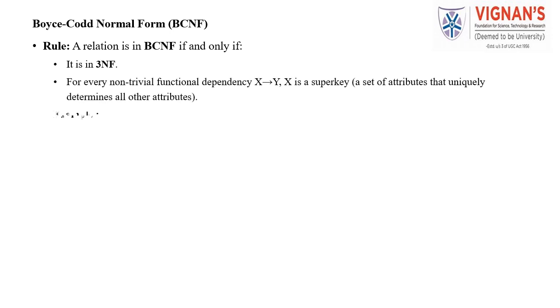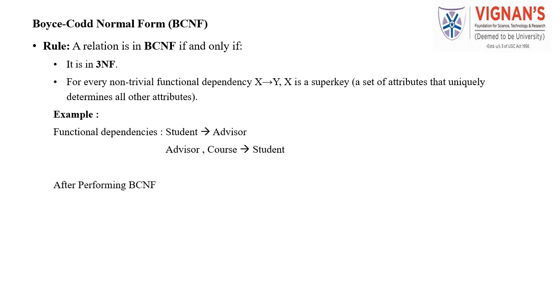Now I will explain Boyce-Codd normal form, also called BCNF. BCNF is an advanced version of third normal form. It removes some special anomalies that are not completely handled by 3NF. A relation is said to be in BCNF if the table is already in third normal form. For every non-trivial functional dependency X to Y, X must be a superkey.